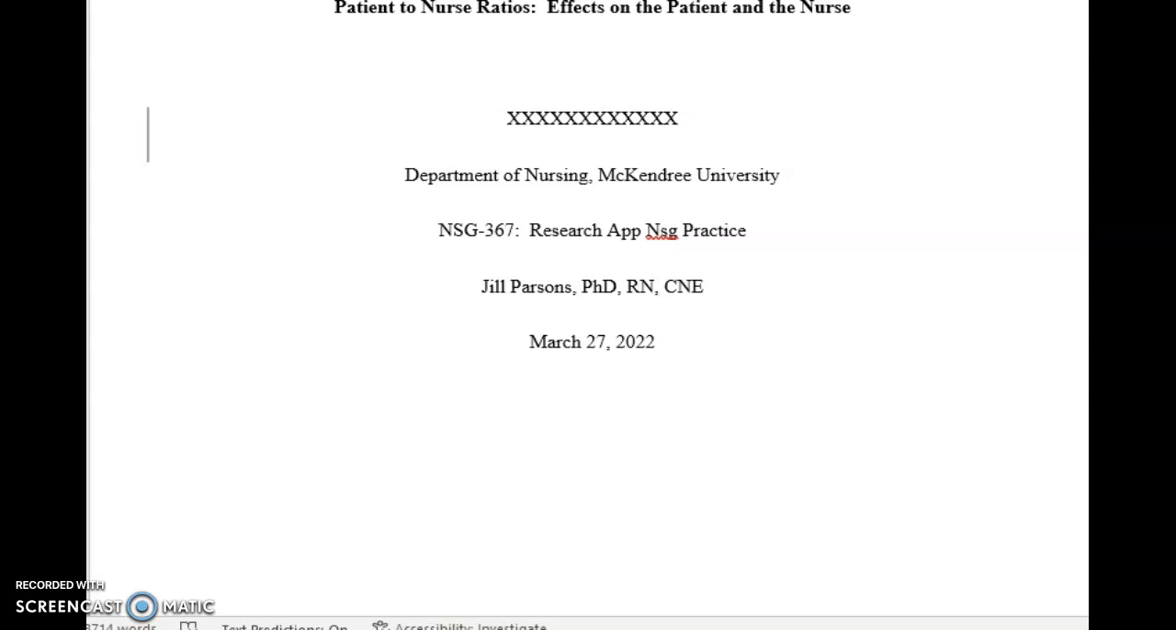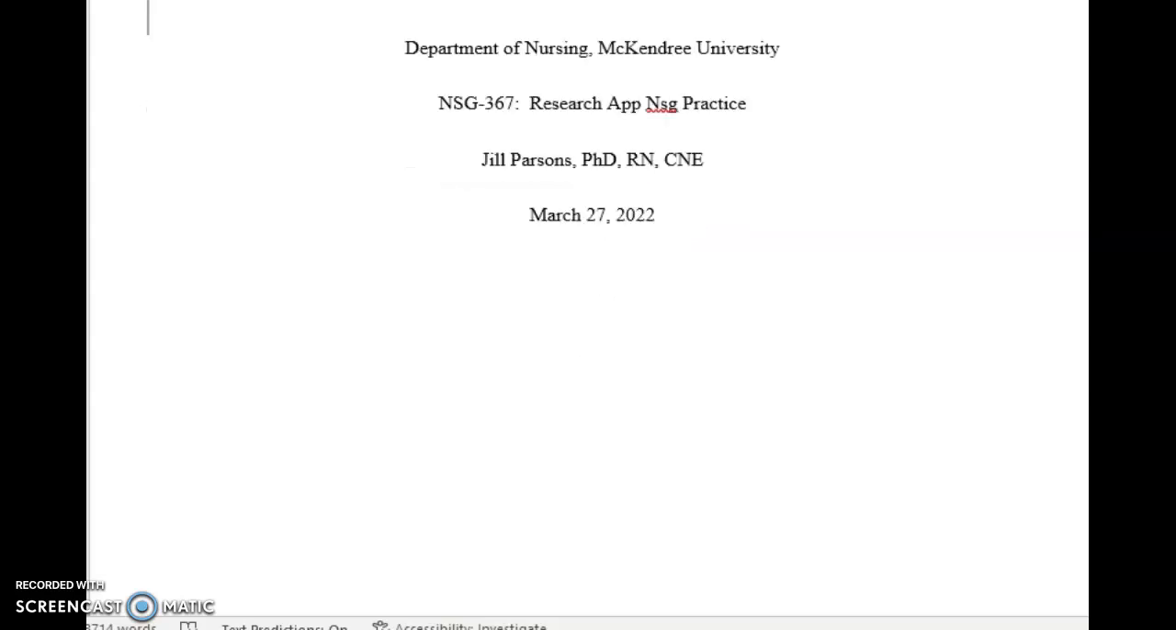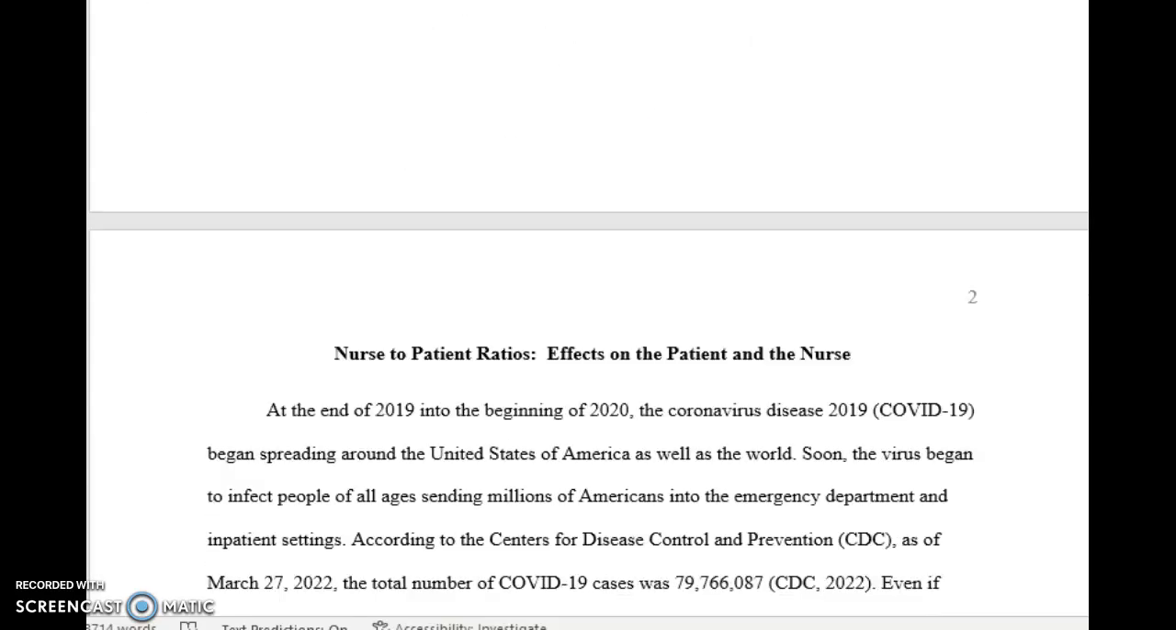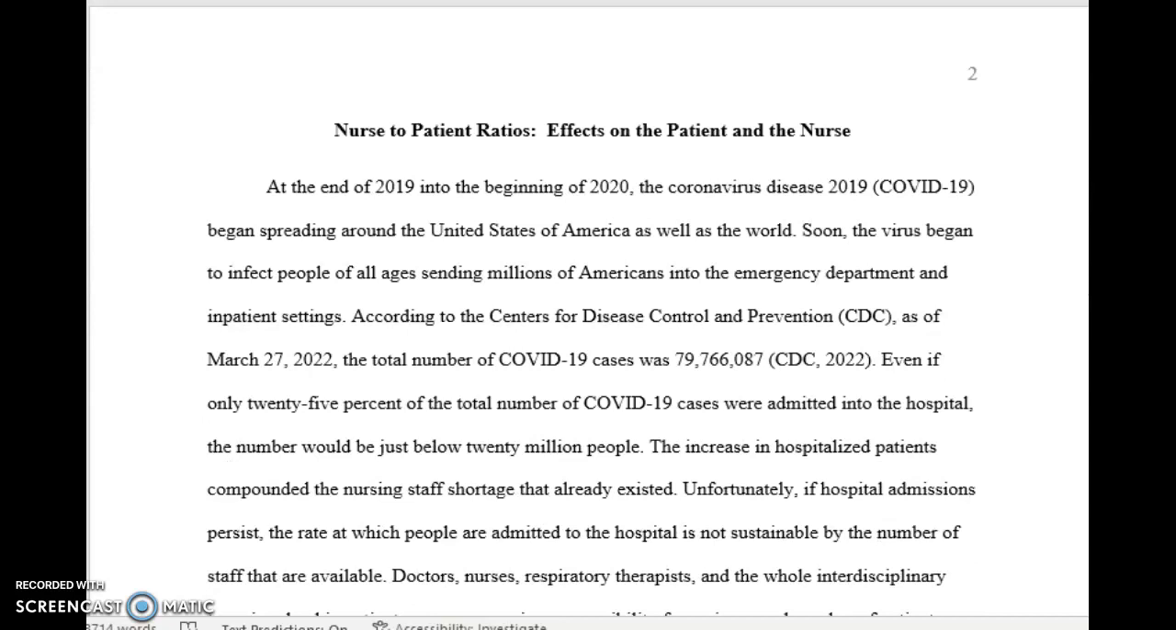For page 2, most typically what you would see is the abstract, but I am not requiring an abstract for this final paper. So page 1 is your title page, and then we'll move right into page 2, which is the substance of the paper.